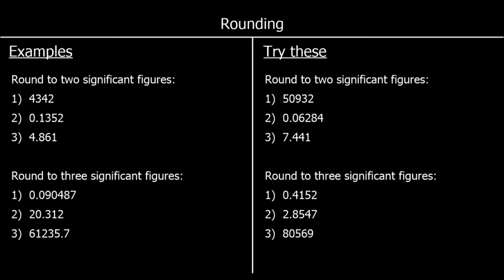Okay, now we're looking at 2 significant figures and 3 significant figures. So we still start counting at the first non-zero number. So in the first example, we're starting counting at the 4. The second significant figure is the 3. So we look at the next one and say, is it 5 or above? It's not, so we leave it as it is. So we've got 4,300.